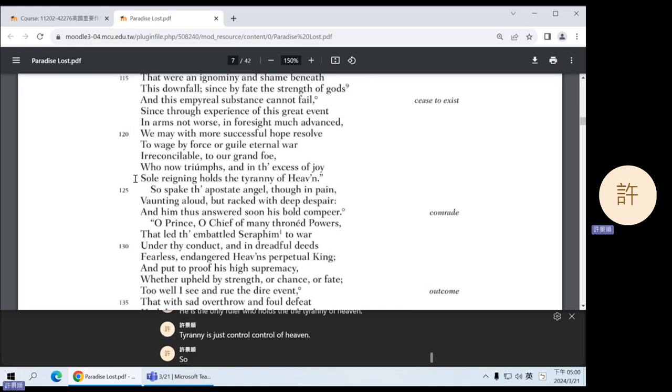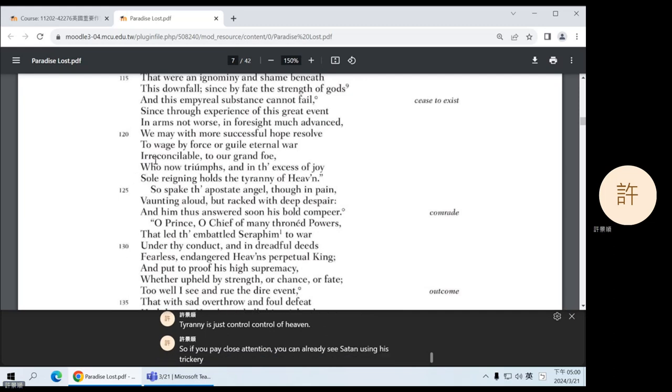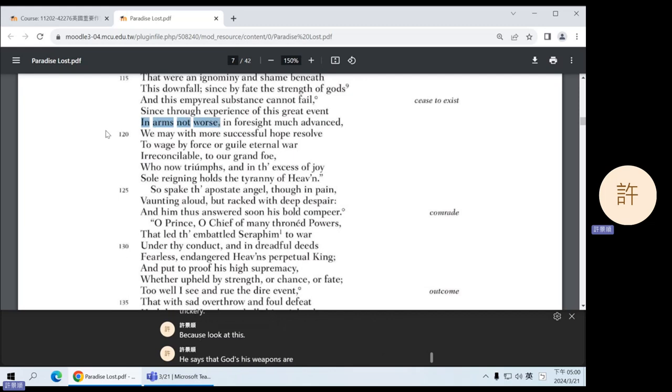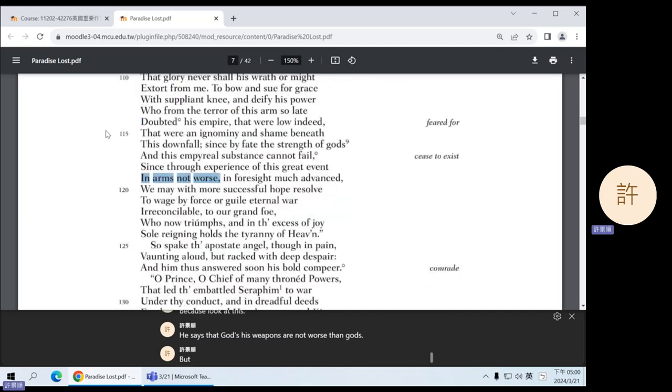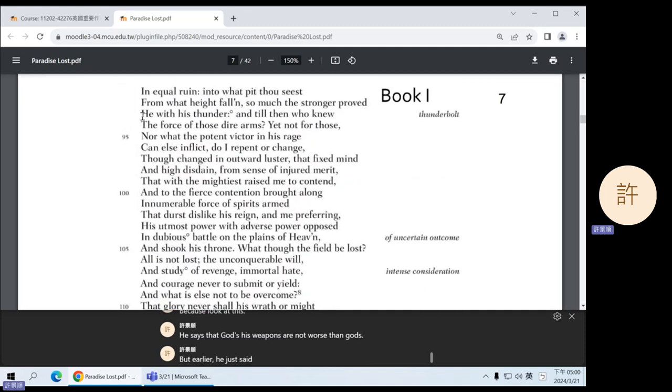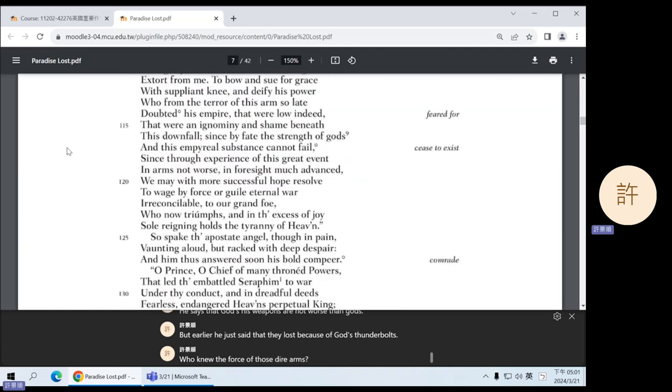So if you pay close attention, you can already see Satan using his trickery. Because look at this. He says that his weapons are not worse than God's. But earlier he just said that they lost because of God's thunderbolts. Who knew the force of those dire arms? So already Satan is using tricky language.